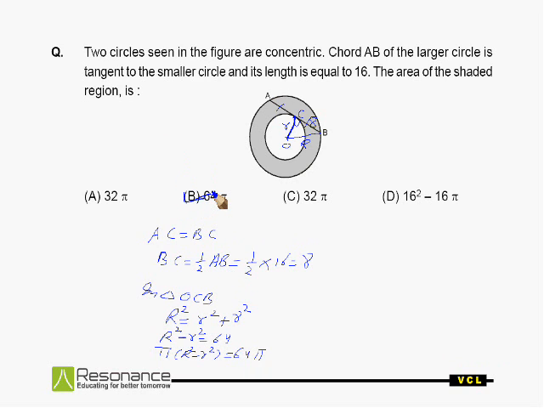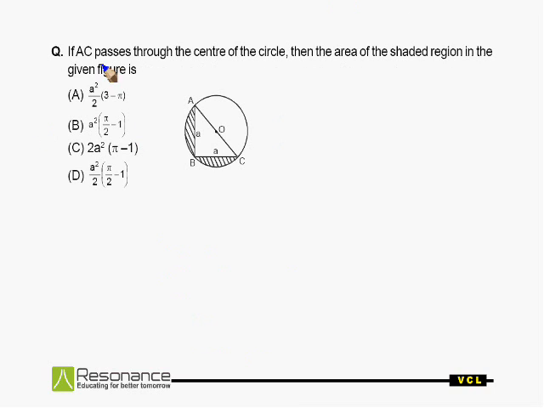Now we move to the next question. In this question, if AC passes through the center of the circle, then the area of the shaded region in the given figure is. Here AC passes through the center, so AC works as a diameter for the circle. Now, we know that the angle made in a semicircle is always 90 degree. So this angle B is 90 degree.